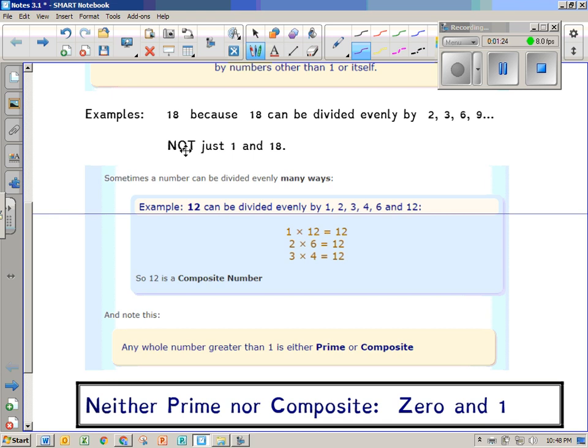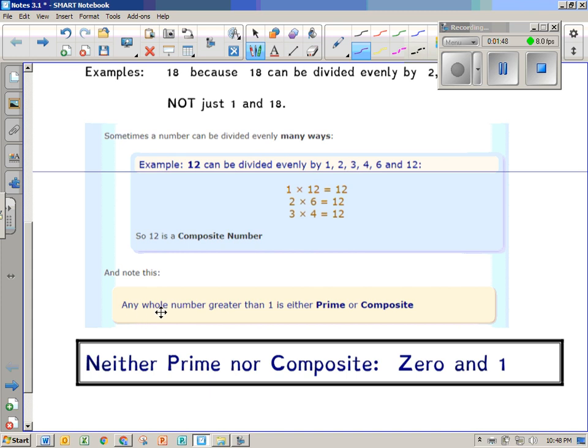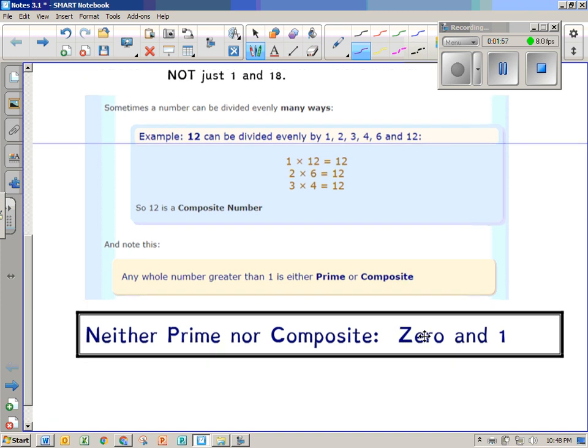Let's look at another example, the number 18. It's composite because 18 can be divided evenly by 2, 3, 6, and 9, not just 1 and 18. If only 1 and 18 were factors of 18, then we would call it prime. Then I've written out 12. 12 can be divided evenly multiple ways, so it's another composite number. Any whole number greater than 1 is either prime or composite. That's a true statement. So 0 and 1 are neither prime nor composite. That's something to remember.